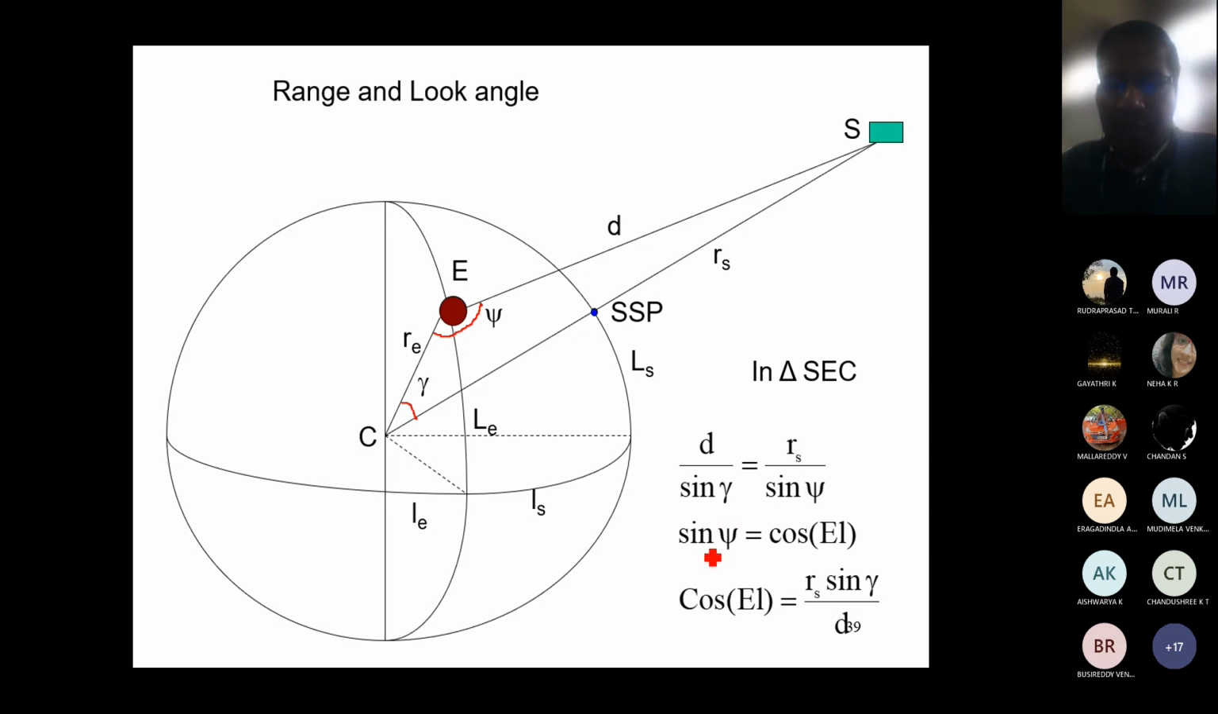Okay. Now see here, what is this psi? Analyze, this is your Earth. So this particular straight line is what? It is the line joining from your earth station to the satellite.